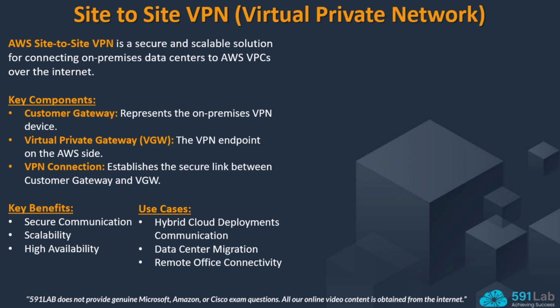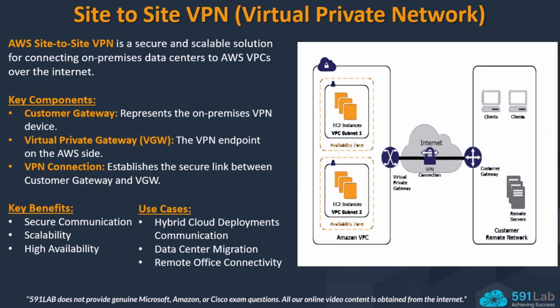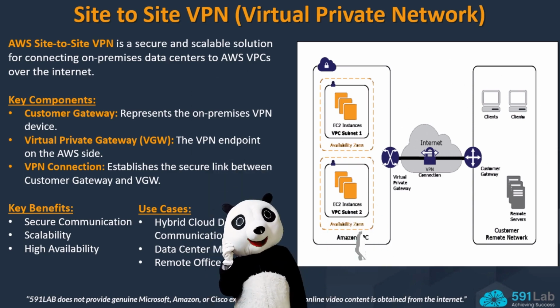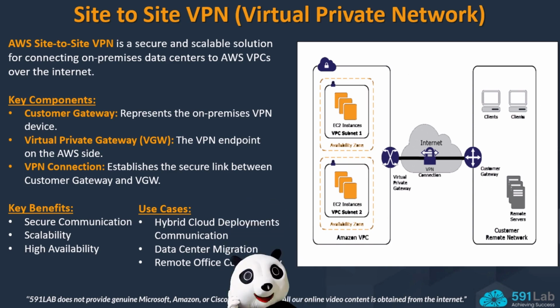AWS Site-to-Site VPN enables secure communication between your on-premises data center and the AWS cloud. It establishes a virtual private network connection over the internet, extending your on-premises network to AWS for secure and scalable connectivity. Now, let's proceed to the next slide.